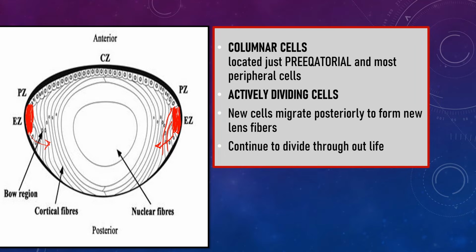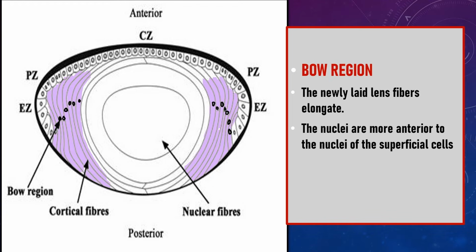And these cells actually will continue to divide throughout your life. So that's important. Similarly, here there's another concept of bow region. So what is meant by this bow region?